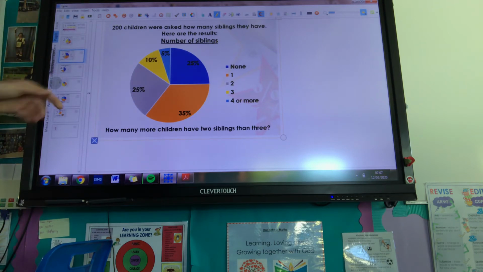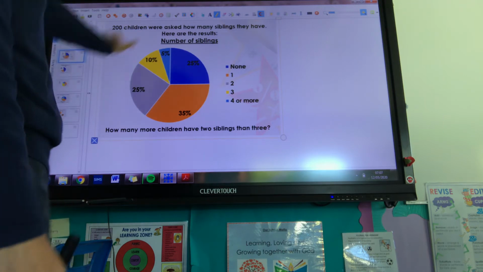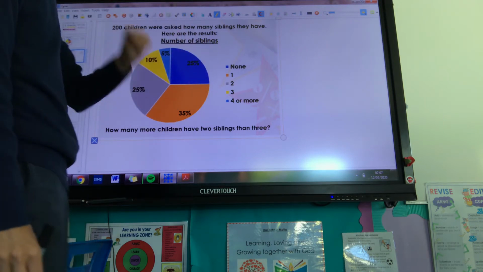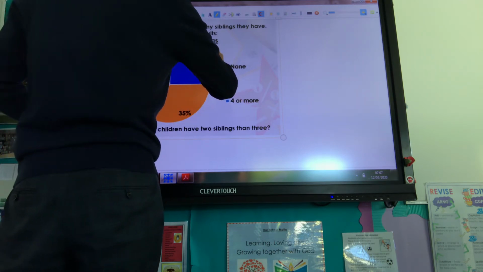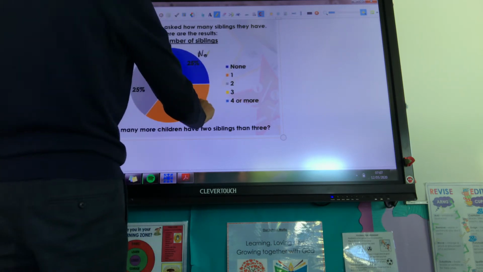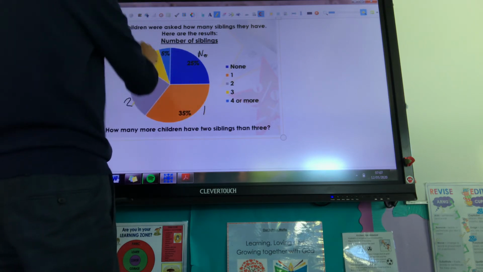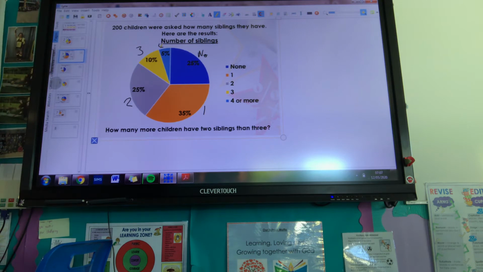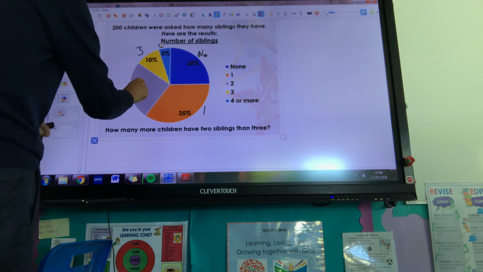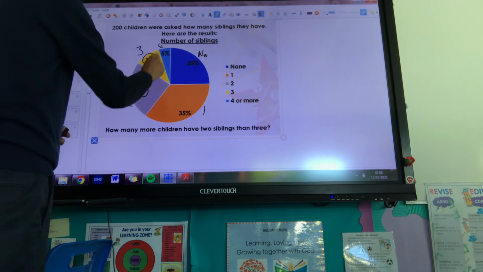Right, we're going to have a look at this one now. 200 children were asked how many siblings they have. Here are the results. We're going to have pie chart, we're going to have siblings. What you could do if you wanted to is go around labelling. So this is none, this is no siblings. Orange is 1, grey is 2, yellow is 3. It's up to you. Okay, how many more children have 2 siblings than 3? Okay, so that helps us. So we're looking at 2 siblings and 3 siblings.